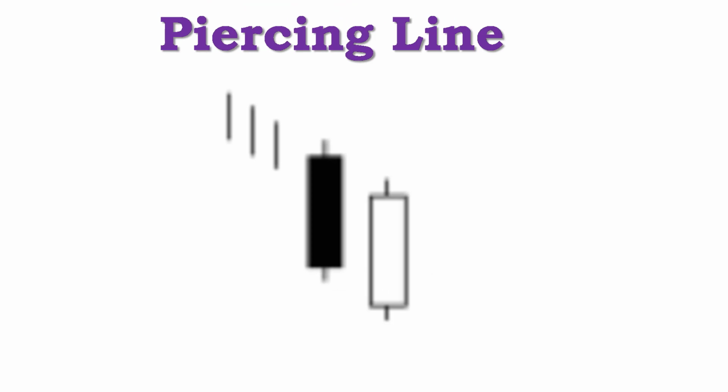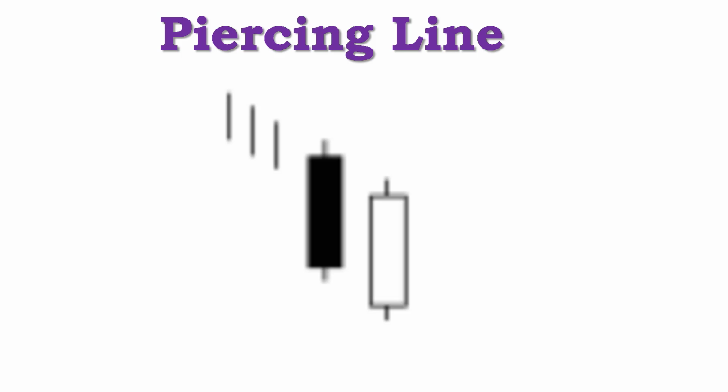Next candlestick pattern, piercing line. A bullish 2-day reversal pattern. The first day, in a downtrend, is a long black day. The next day opens at a new low, then closes above the midpoint of the body of the first day.